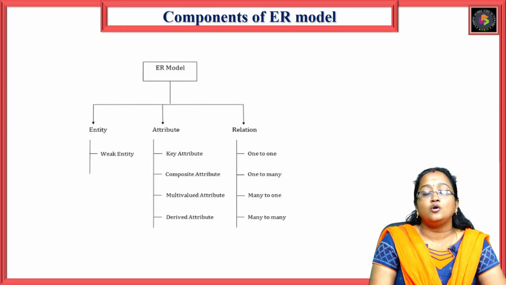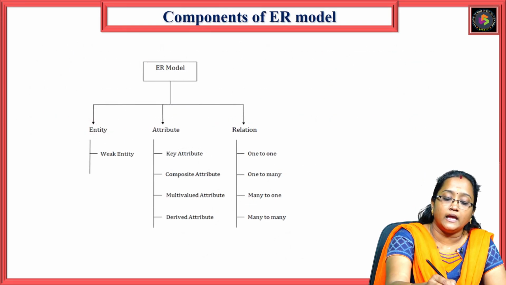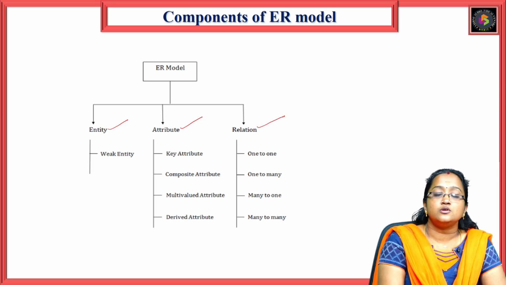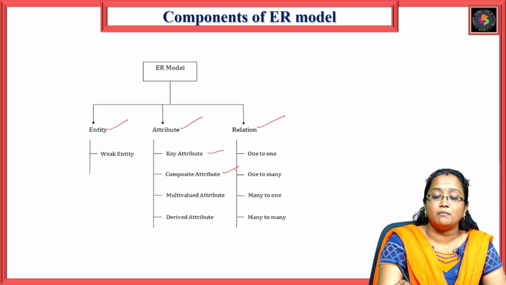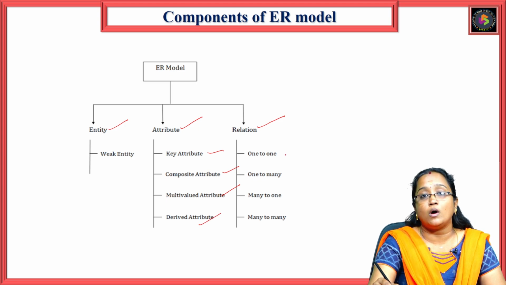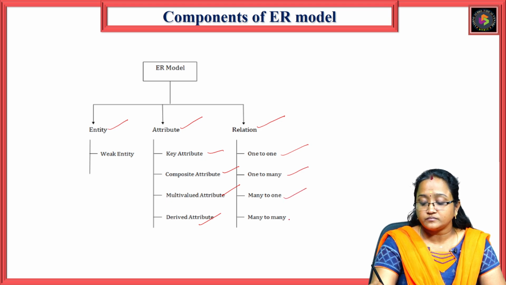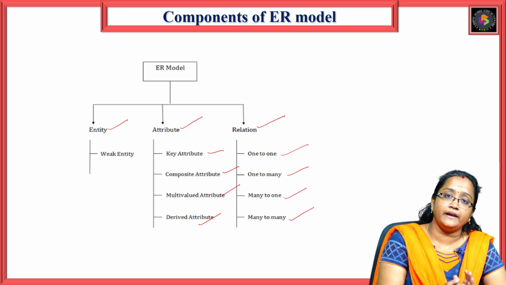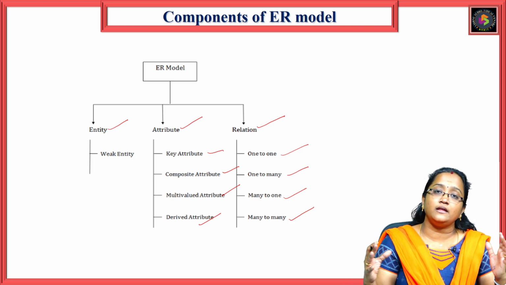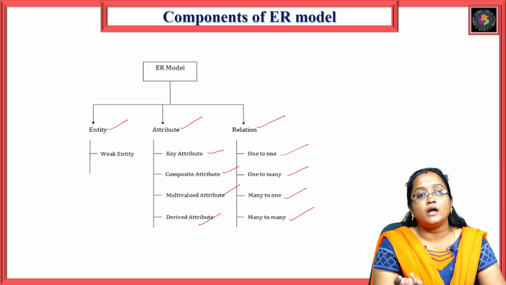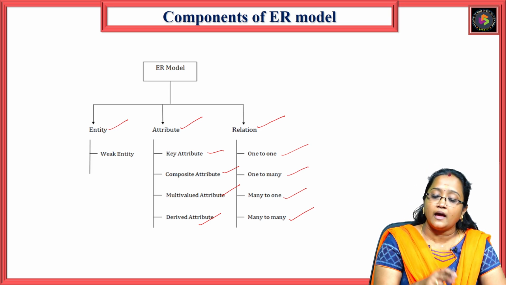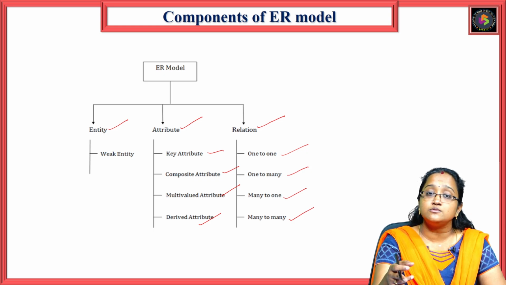Next we are going to see the components of the ER diagram. Components means entity, attributes, then relations. For entity, what type of entity we have, whether it is a weak entity or a strong entity. What types of attributes we have: key attribute, composite attribute, multi-valued attribute, derived attribute. In relations we are going to see one-to-one, one-to-many, many-to-one, many-to-many. Based upon these entities and attributes, we are going to design an ER diagram. It should have entities, their own attributes, and the relationship between the entities is called a relation. So these are all the types of relations.